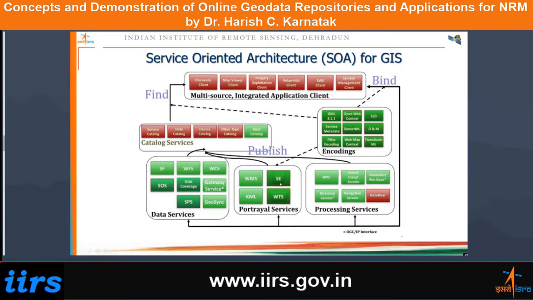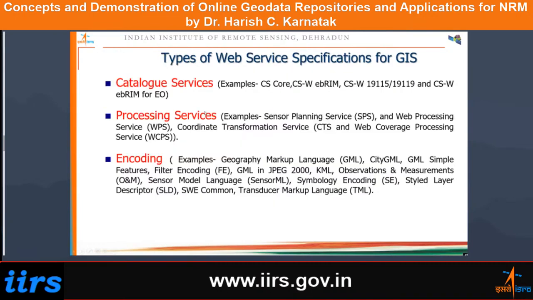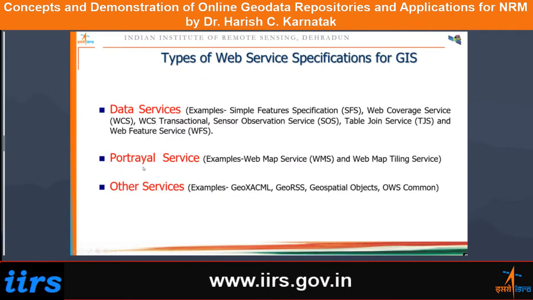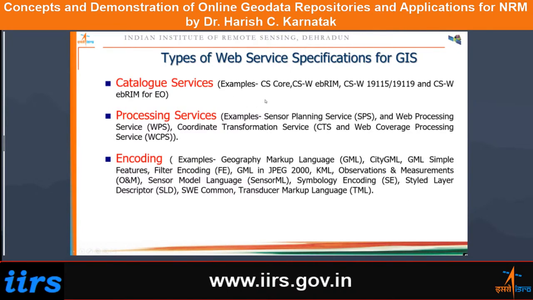Typically, if you see the OGC specifications, as I told you, more than 50 such standards are published by OGC. If you categorize these standards, you can put them in 5 to 6 categories. One is called catalog, second is processing services, third is encoding services, fourth is data services, and fifth is portrayal services. In the 6th category, you can keep the other services as well. So for catalog services, they have standards like CS-W, CSW ebRIM, and CSW ISO 19115. Similarly, for processing services, they have sensor planning services, web processing services, coordinate transformation services, and so on.